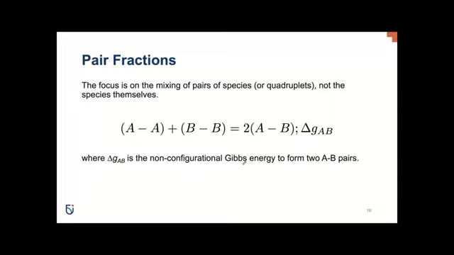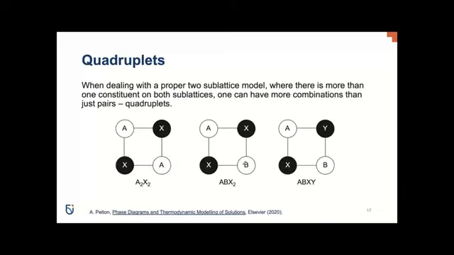One of the distinguishing features of this model is that instead of focusing attention on the mixing of individual species or the mixing of constituents, let's say on a particular sublattice, the focus is instead on the mixing of pairs of species or quadruplets, not the species themselves. And that can be represented here. Let's say if you have a salt of A and B, in this case, what you're focusing on is the mixing not so much of A and B, but AA and BB pairs interacting with one another.